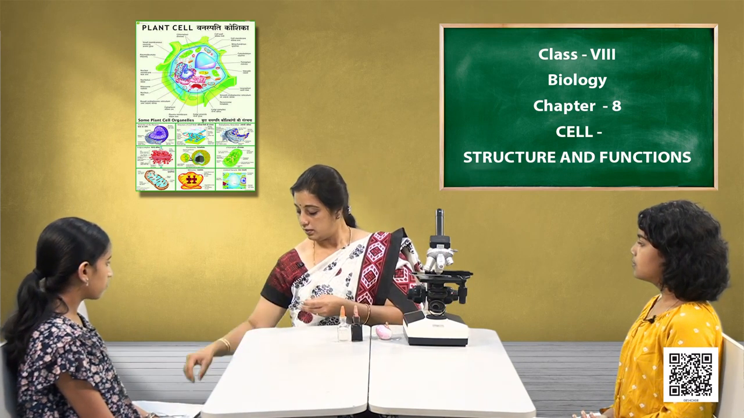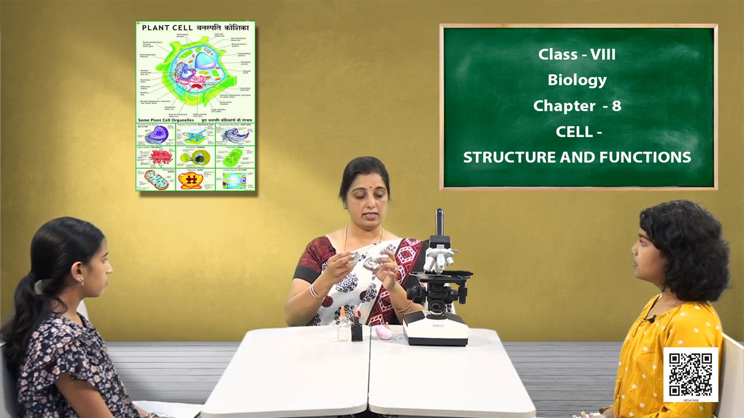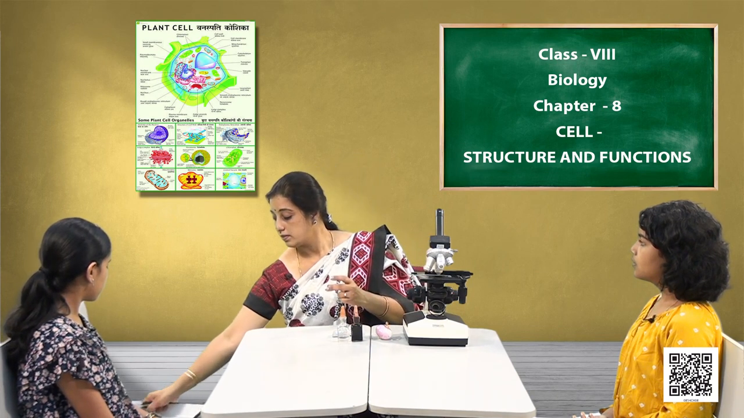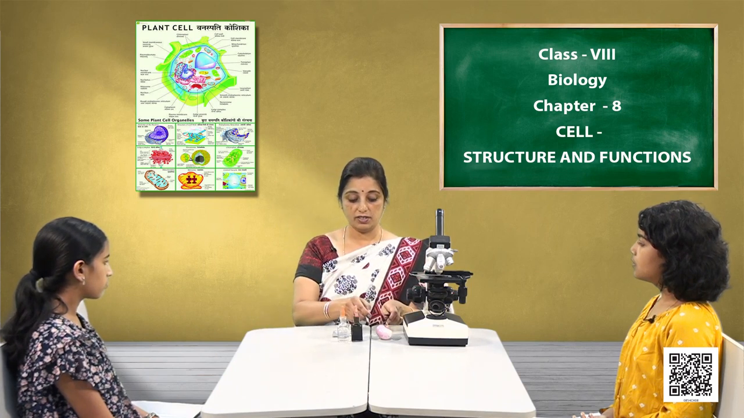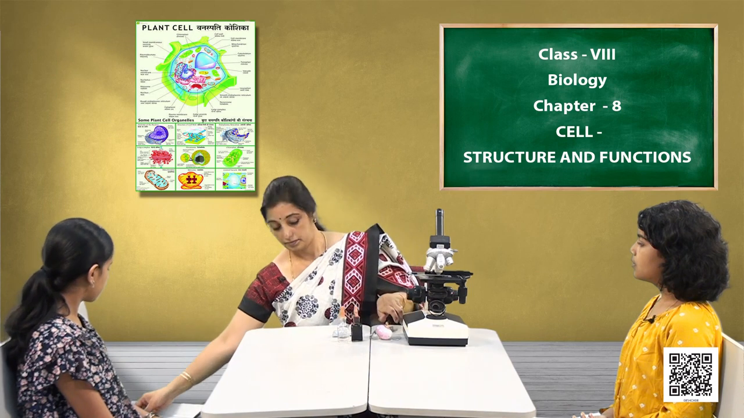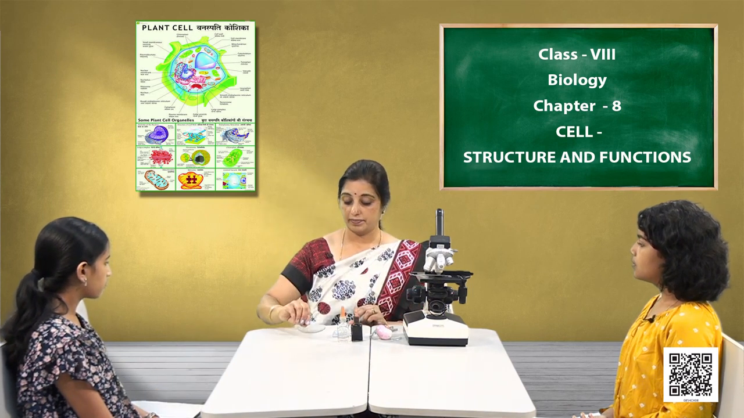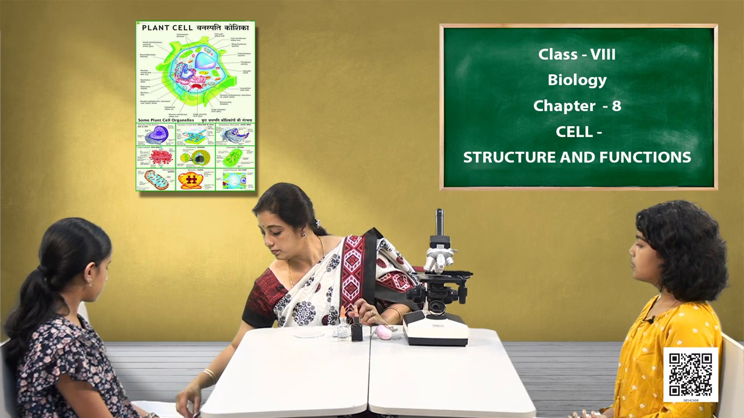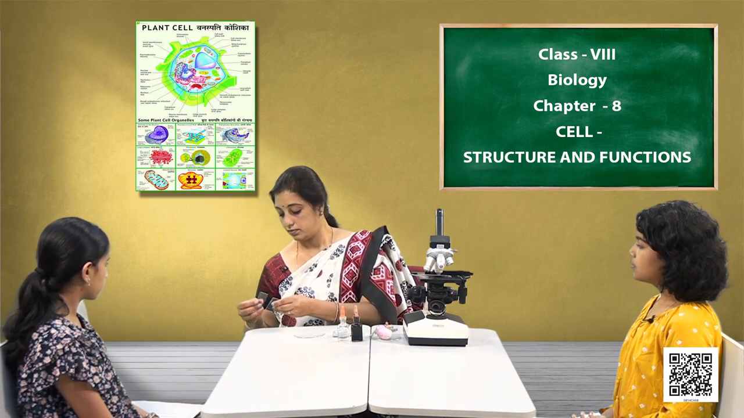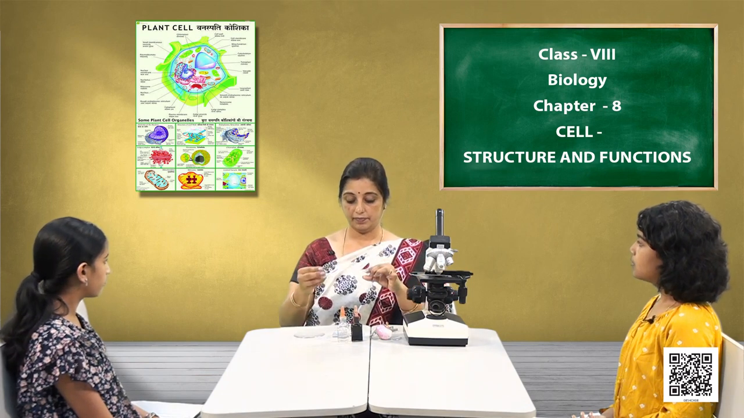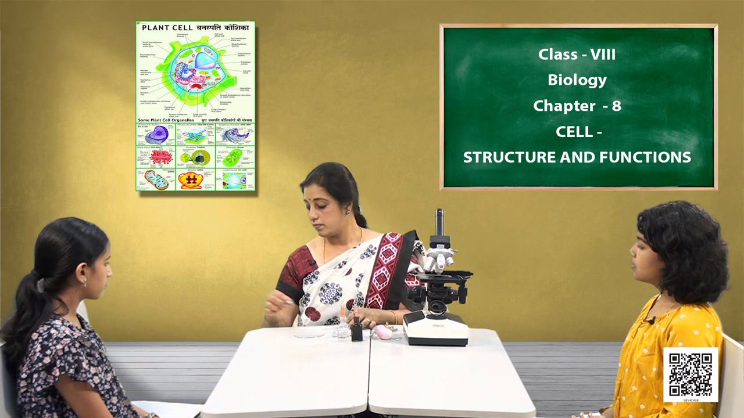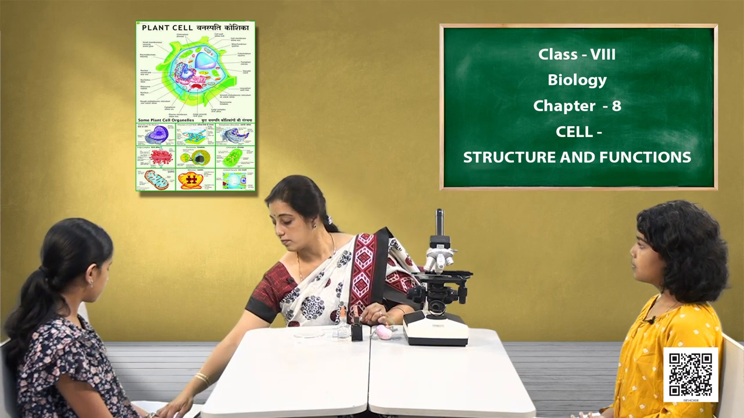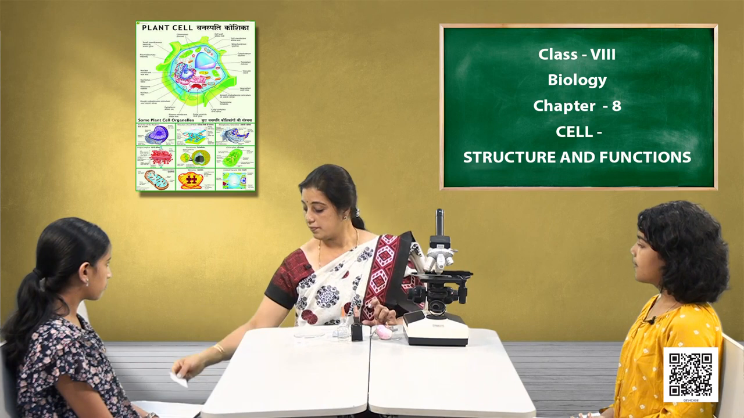We have other materials like these embryo cups, we'll be using them. We may need a pair of forceps, brushes to mount the peel. This is a watch glass. These are called slides. We have cover slips here, and we may use blotting paper.